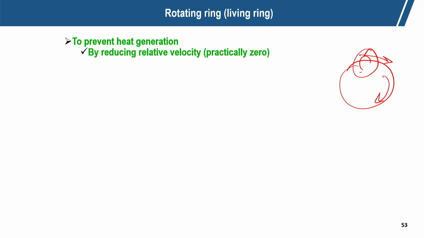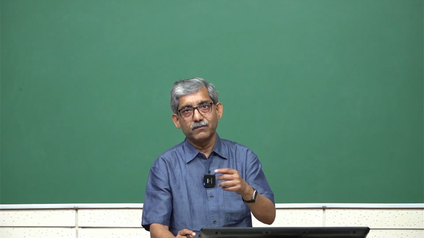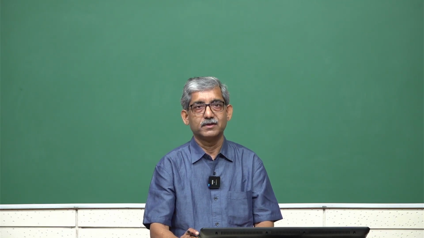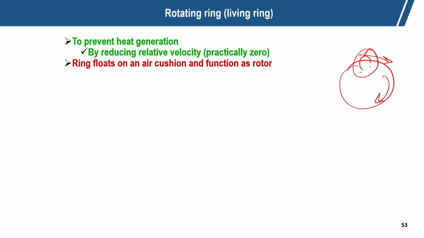By reducing the relative velocity practically to 0, the ring and traveler will rotate at the same speed, approximately. The rotating ring floats on an air cushion. The ring is actually floating on the air cushion and it acts as a rotor. At start, only the traveler will rotate, because the ring has its own inertia because of its own weight.